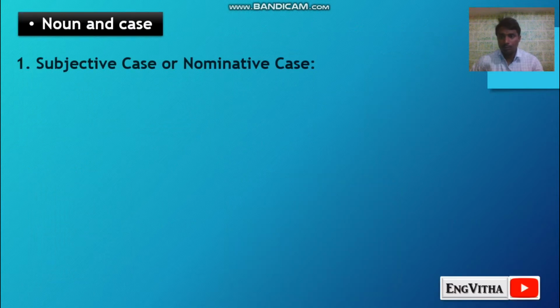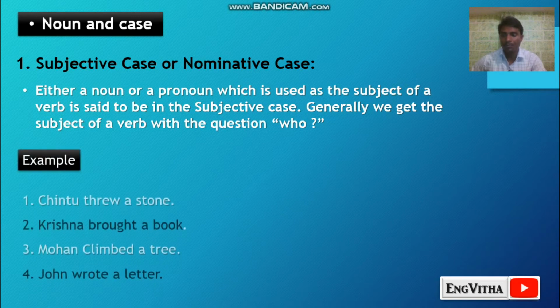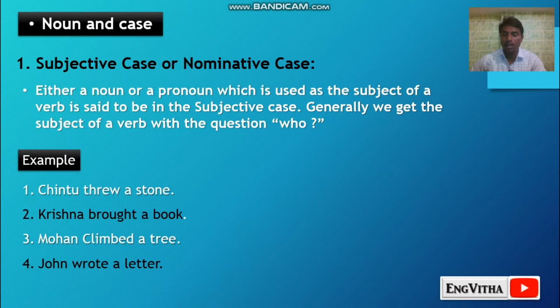Firstly, we have the subjective case. We can also call this case the nominative case. Now, the definition here is: either a noun or a pronoun which is used as the subject of a verb is said to be in the subjective case. Generally, we get the subject of a verb with the question who. As we said earlier, let us see a few examples of the subjective case. Those are, Chintu threw a stone, Krishna brought a book, Mohan climbed a tree, John wrote a letter.